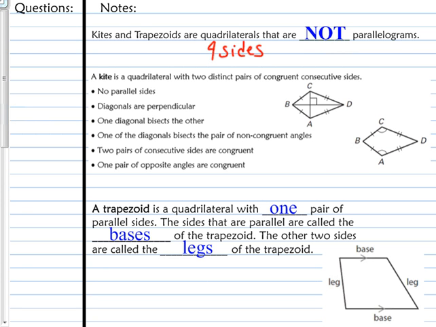Two pairs of consecutive sides are congruent. BC congruent to BA, and DA congruent to DC. And one pair of opposite angles are congruent. So you can see the opposite angles are congruent. If you have a hard time figuring out which angles are congruent, think about this piece right here, that diagonal.